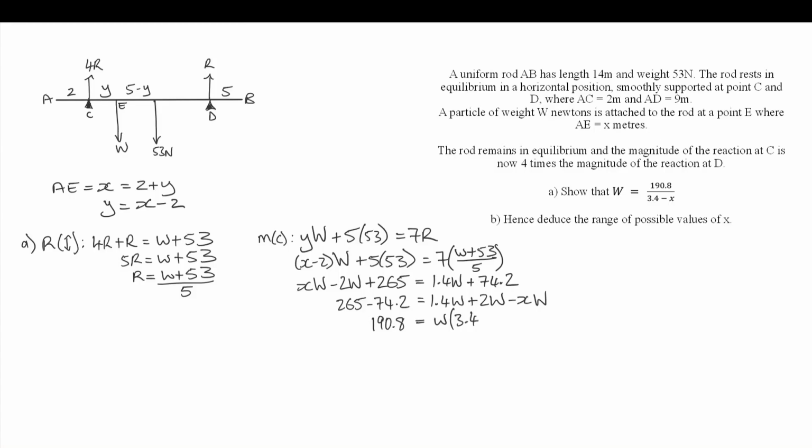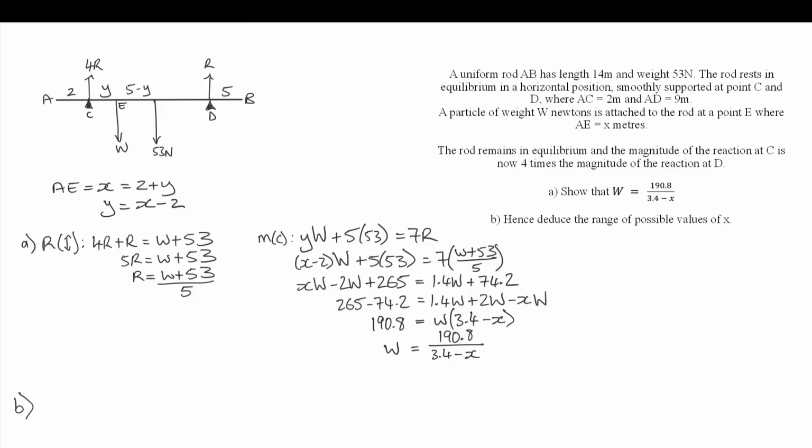On the right hand side, I'll factorize out the W, and I'm left with 3.4 minus X. Once again, that appears in the final expression. One step of rearranging, and we have got the final expression we were asked to produce. So we have shown that W equals 190.8 over 3.4 minus X.